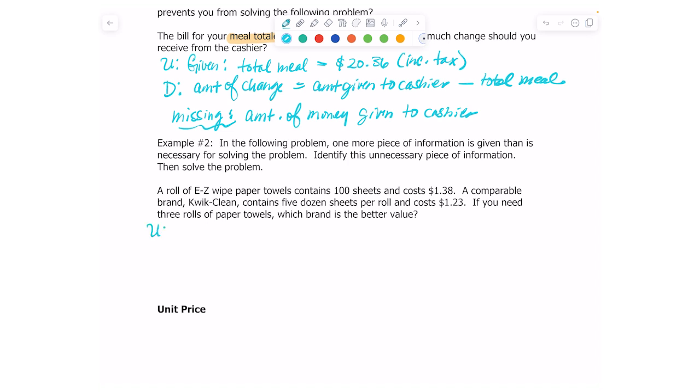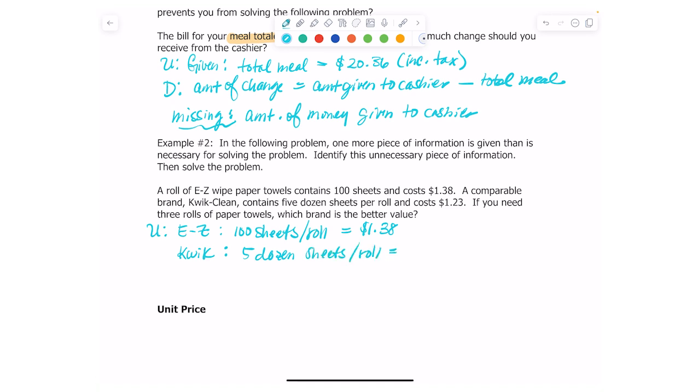All right, so first let's understand the problem. What are we given? We're told that the Easy Wipes are 100 sheets per roll and it equals $1.38. Then I'm also told that the Quick Clean is 5 dozen sheets per roll and it's $1.23. And we need 3 rolls of paper towels.